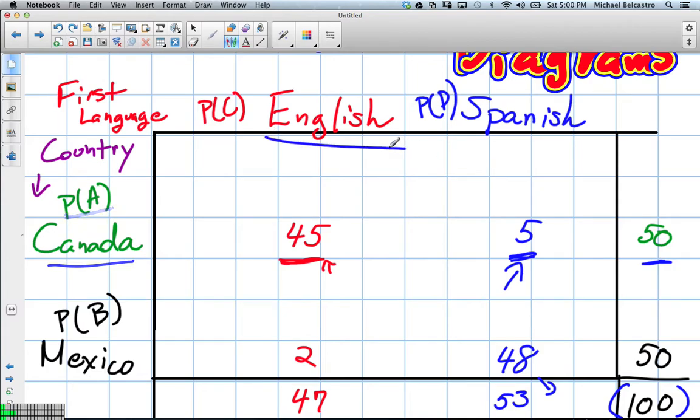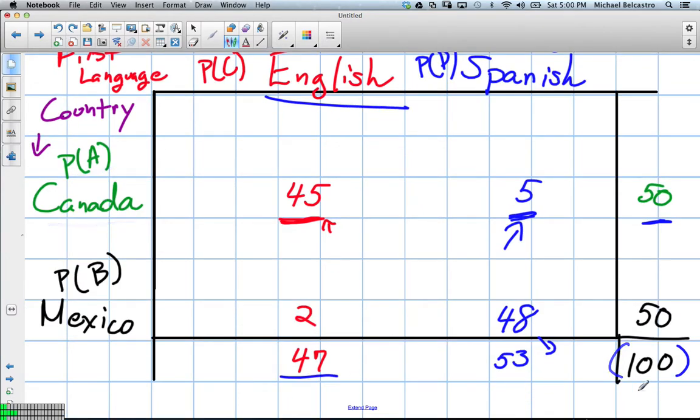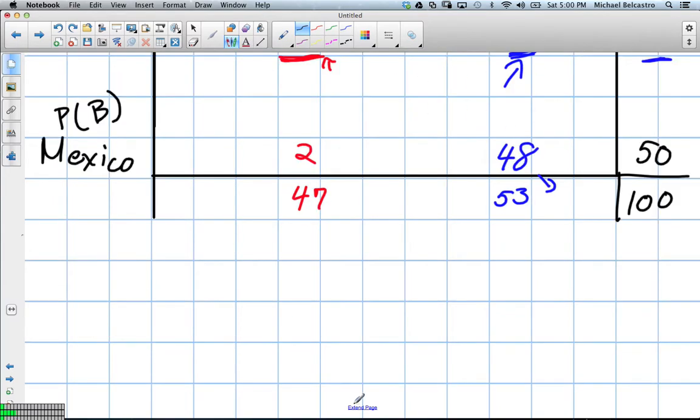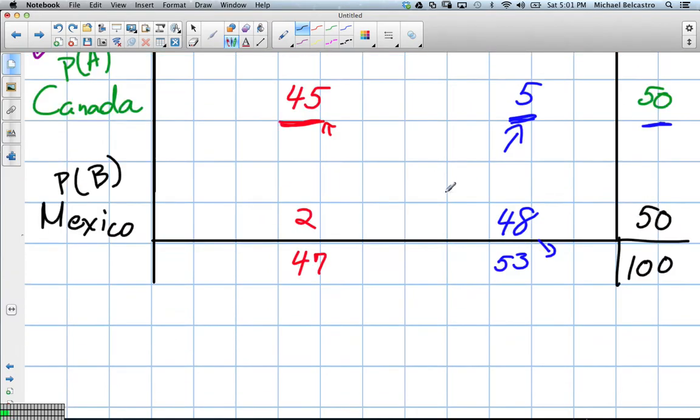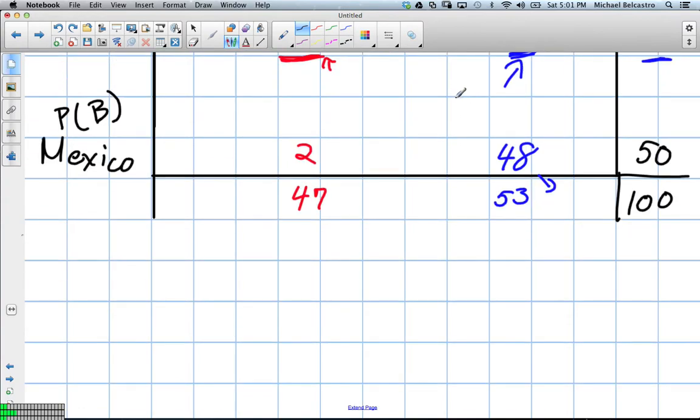Remember that of the English people, 47 of them spoke English out of this whole 100. 53 spoke Spanish as a first language out of the 100. And 50 of them were Mexican. Okay, so we had 4 different events: A, B, C, and D. So those are 4 different probabilities, and really they're set into 2 areas, right? One of them is essentially either being Mexican or Canadian, and the other one was speaking Spanish or English as a first language.